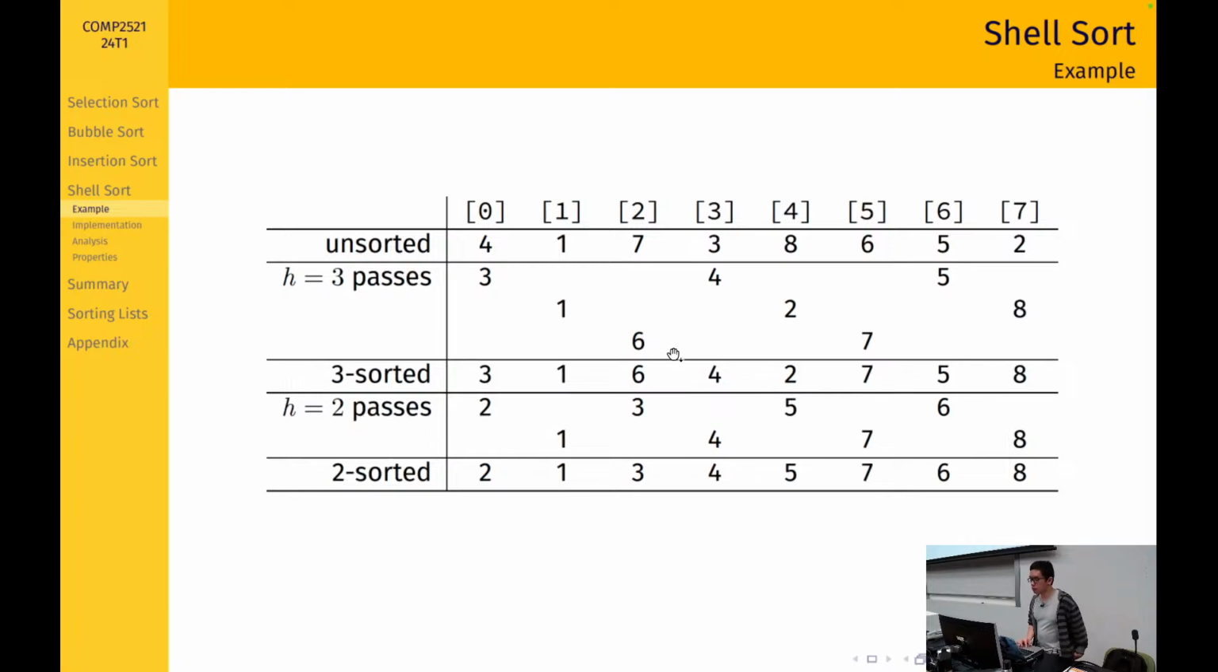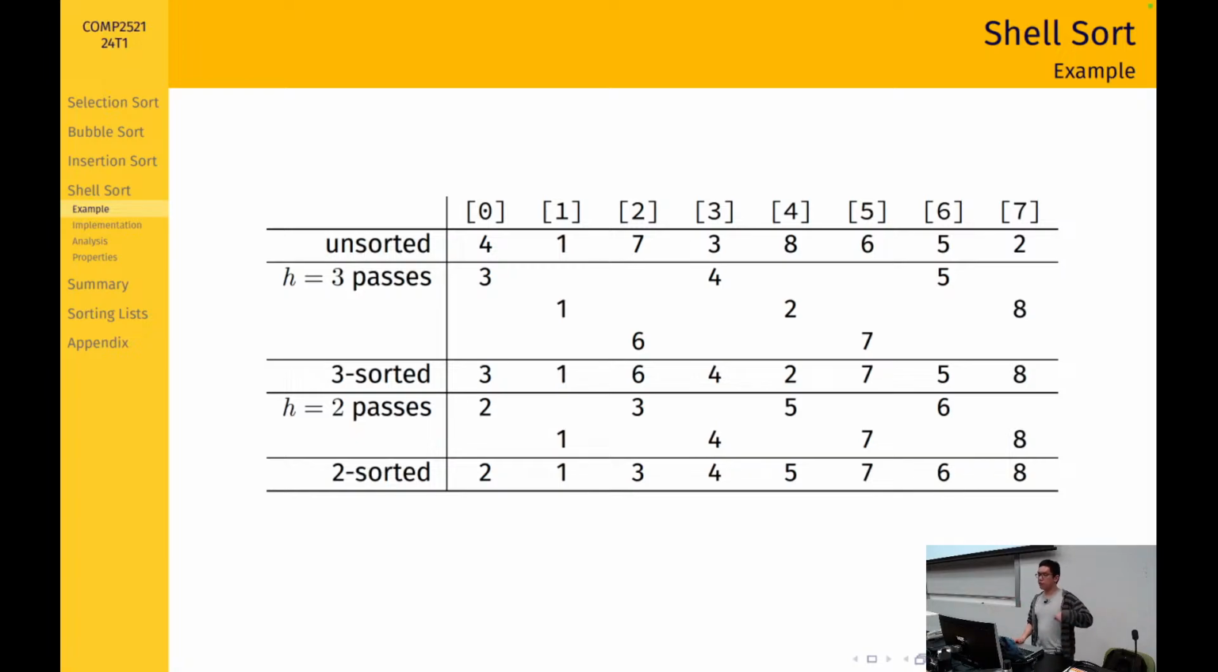The other group is 1, 4, 7, and 8, right? And that group happens to be sorted already, so it just ends up being the same after the 2-sorting. And here's the result of 2-sorting. So now we have 2, 1, 3, 4, 5, 7, 6, 8. Now the elements are getting really close to where they belong.